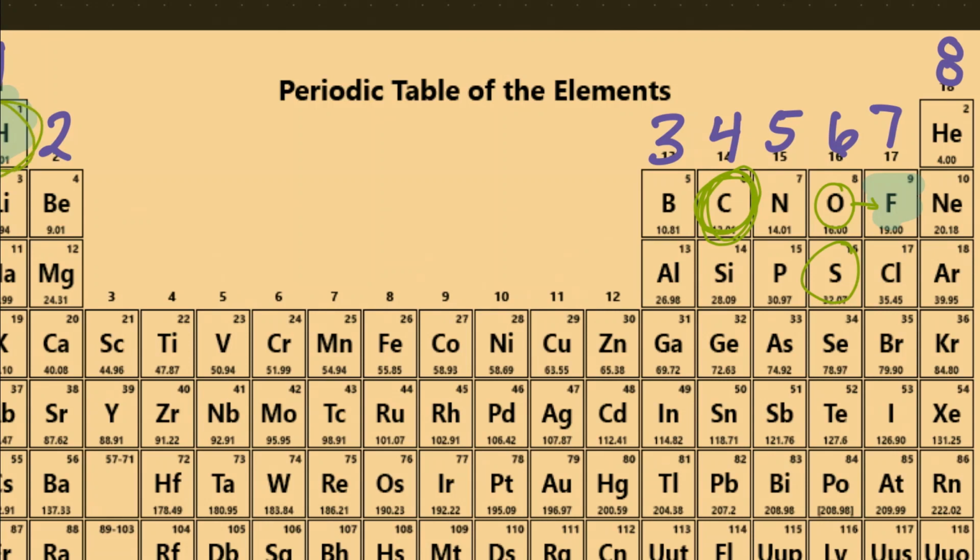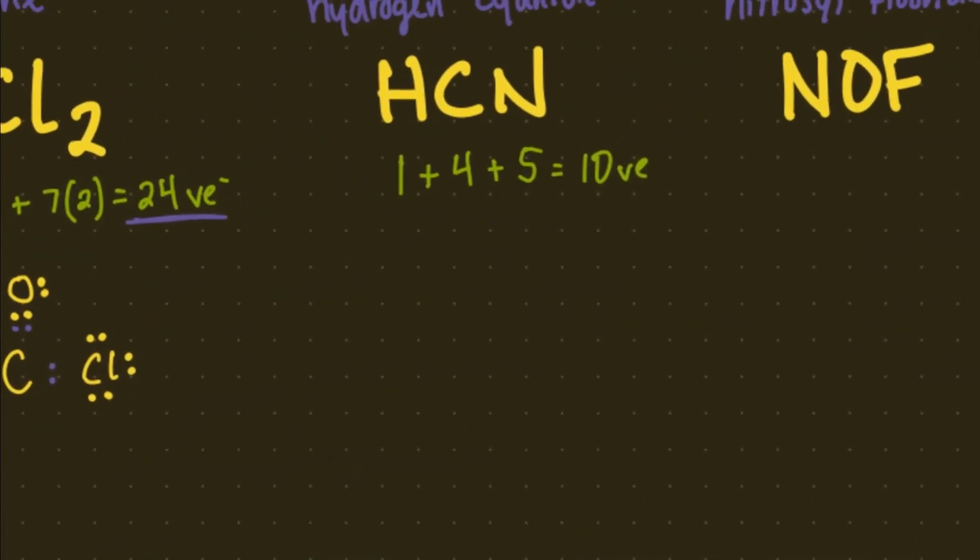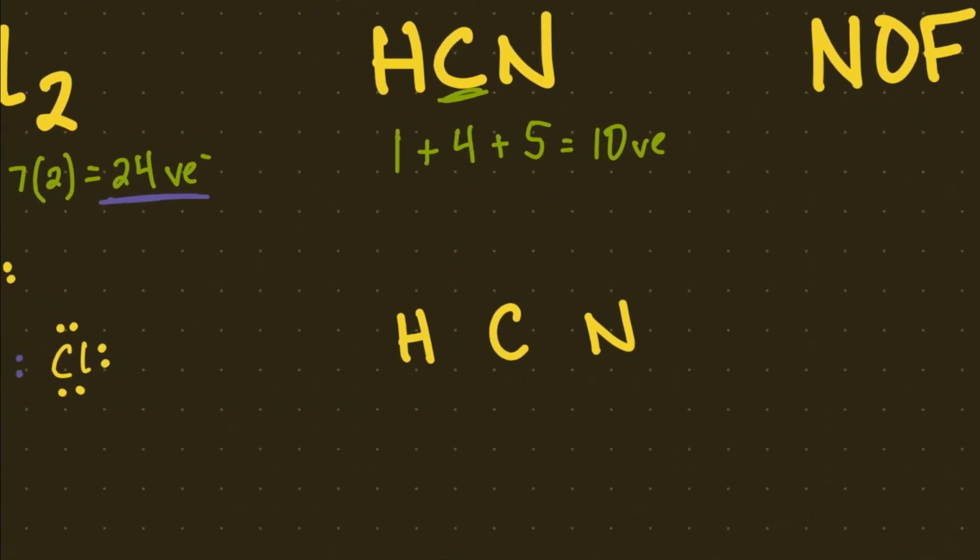Hydrogen is not very electronegative, but there's that rule, right, that we never put hydrogen in the middle. So even though it is the least electronegative, technically, it can never go in the middle. So that means that carbon has to be our central atom here. So I'll put my carbon there and my hydrogen on this side and my nitrogen over there.